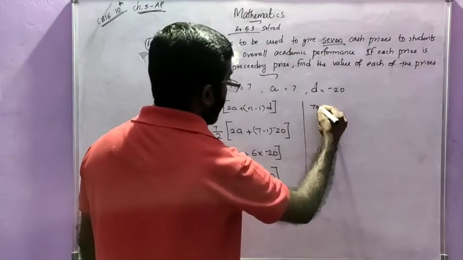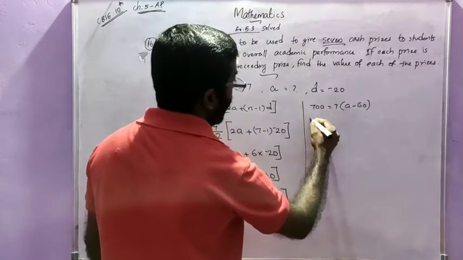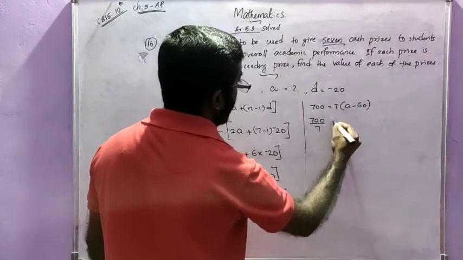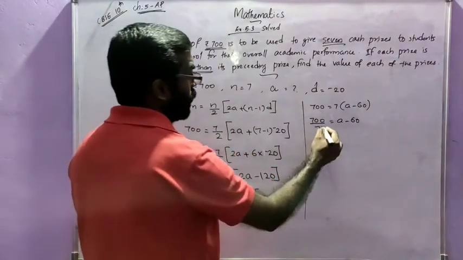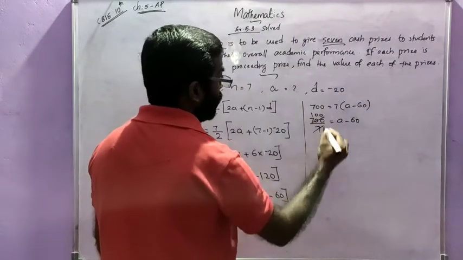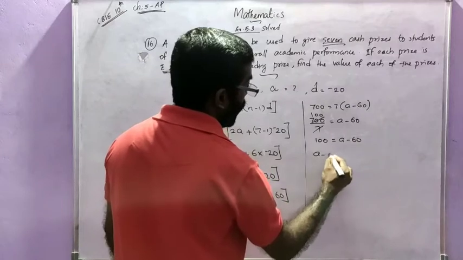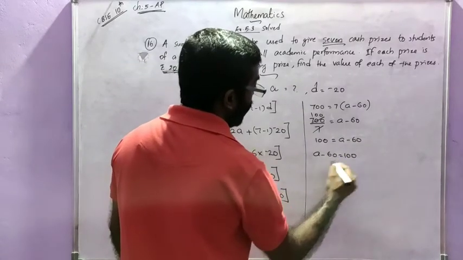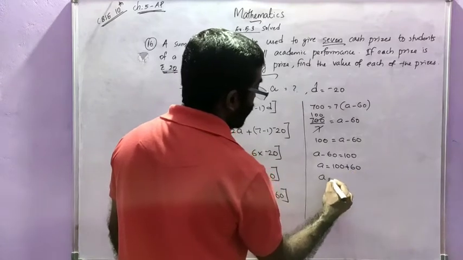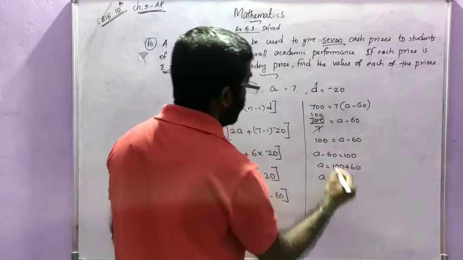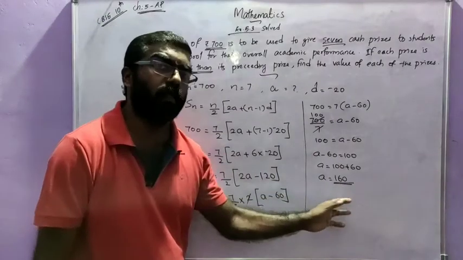That is, 700 is equal to 7 into (a minus 60). With 7 we can divide. 700 divided by 7 is equal to a minus 60. 700 by 7 is 100. So 100 is equal to a minus 60, or a minus 60 is equal to 100. A is equal to 100 plus 60, that is, a is equal to 160. That means the first term of the AP is 160.